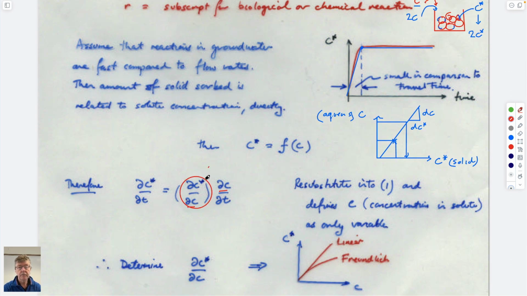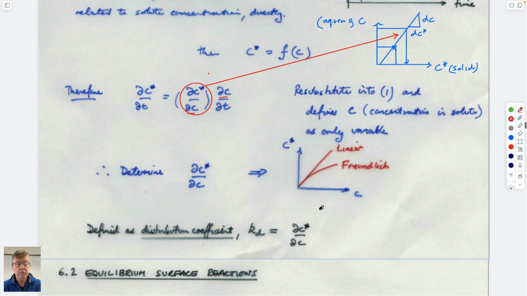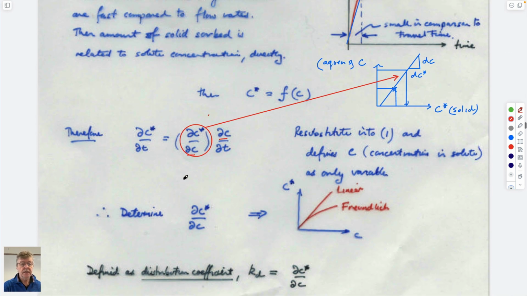And so by definition, this term is this isotherm, just the gradient of this line. So that's what it is. And so we call this term the distribution coefficient, uppercase K sub D equals distribution coefficient. And hopefully it's something we can measure somehow.